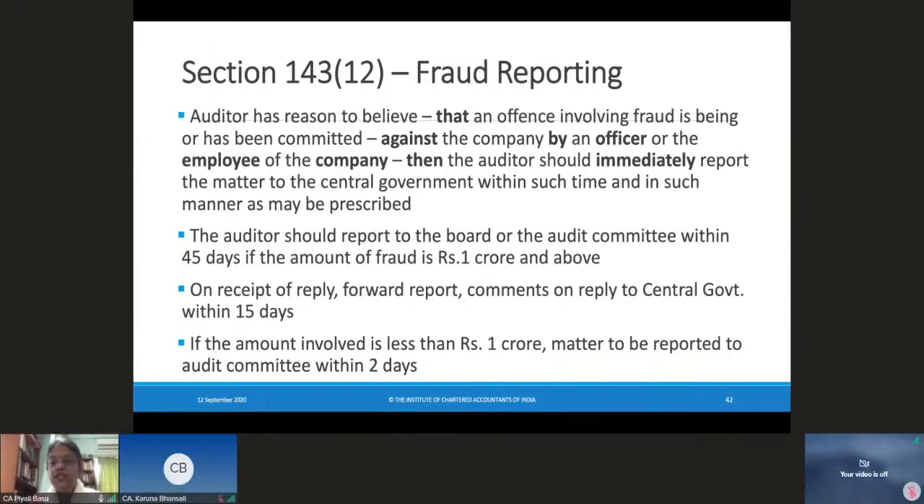And if the amount involved is less than 1 crore, the matter should be reported to the audit committee within 2 days. It doesn't have to be reported to the central government.